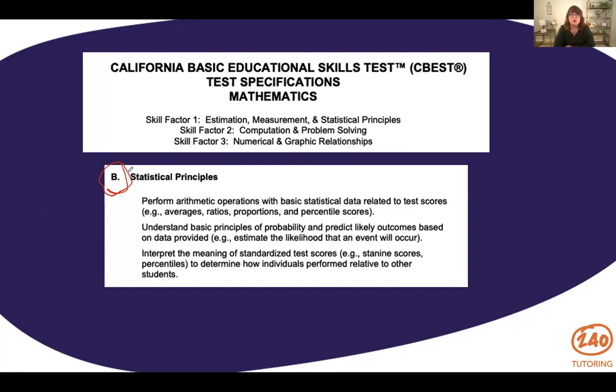All right, so again, we're looking at Part B on statistical principles. And so here we're looking at performing arithmetic operations with basic statistical data related to test scores. So averages, ratios, proportions, and percentile scores. We're looking at understanding the basic principles of probability and predict likely outcomes based on data that's provided. Then we're looking at interpreting the meaning of standardized test scores.